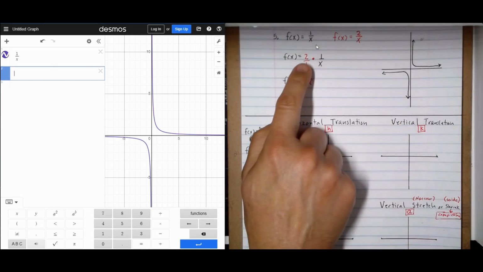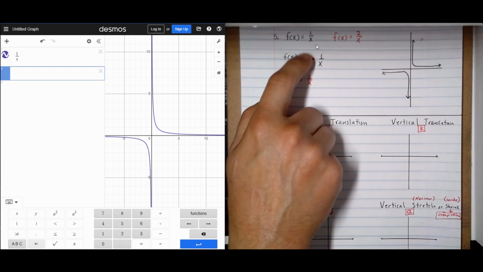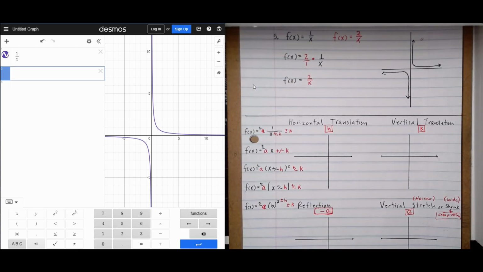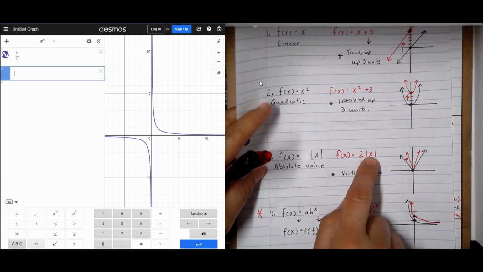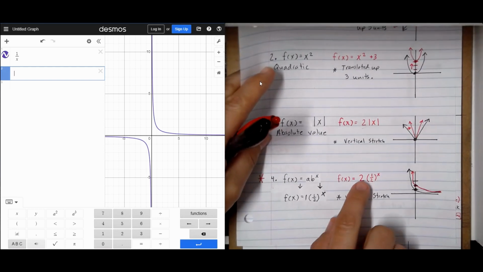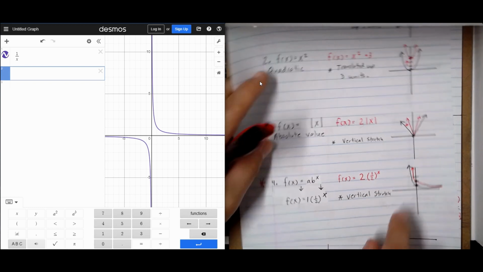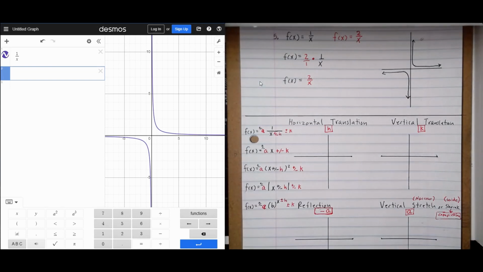So once again, we're simply changing what I call the a value, the value that is in front of this fraction. We put a 2 in front and multiplied it, and that's how we got 2 over x. So notice it caused a vertical stretch in the last two graphs that we did. Over here, we did a vertical stretch when we multiplied the absolute value by 2. We had a vertical stretch when we multiplied the exponential function by 2. And now that we have this function, we multiply it by 2, and we see the same thing occur.